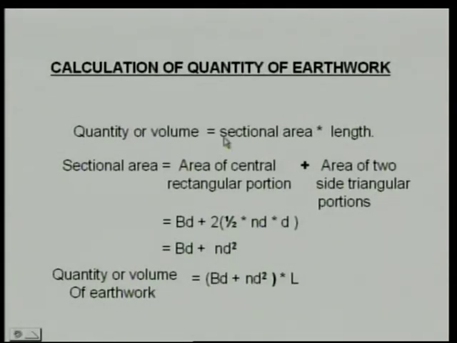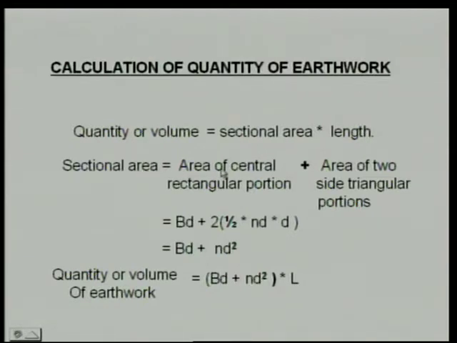Now, let us see how to calculate the quantity of earthwork for the cross section of a road in cutting or in banking. The quantity or volume is nothing but the sectional area multiplied by the length. What is the sectional area? The sectional area of a trapezium, because the cross section of a road in cutting or in banking is in the form of a trapezium.